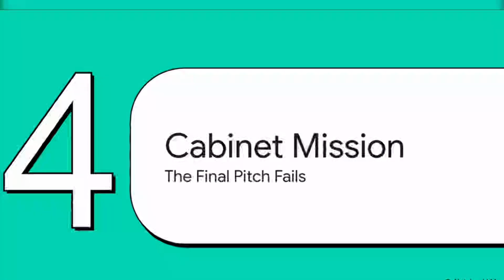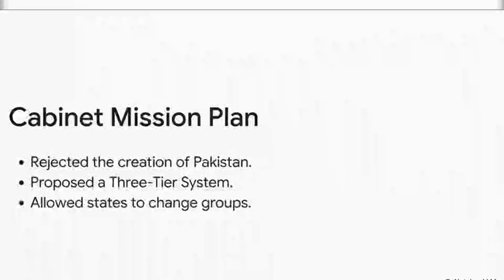That leads us right into Section 4, the failure of the Cabinet Mission. By 1946, you have an exhausted British government desperately trying one last, incredibly complex compromise to avoid splitting the country entirely. Enter the Cabinet Mission Plan.